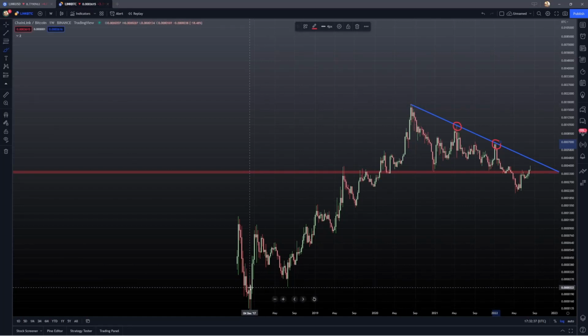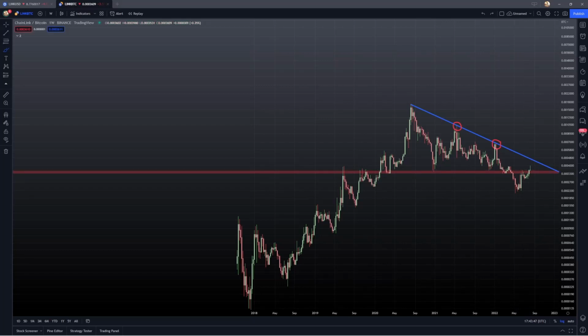And this is what I'm really looking for. I want to see Chainlink outperform Bitcoin and have higher returns to the upside, because essentially if I'm investing in Chainlink and it's underperforming Bitcoin, I would much rather just invest in Bitcoin, because it does take on less risk and that risk to reward ratio would be better. And I really just want to make this point extremely clear.